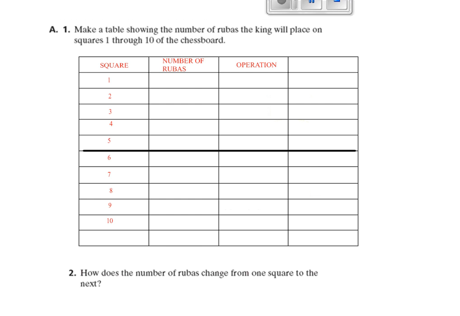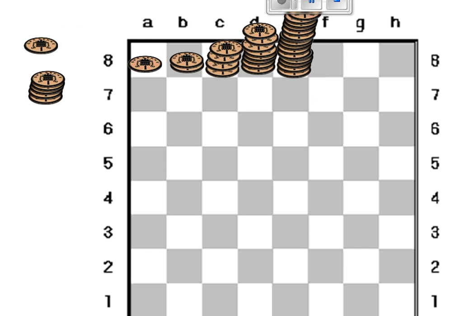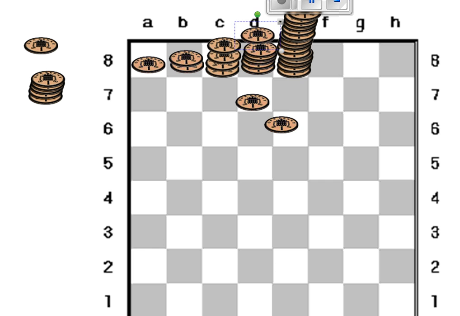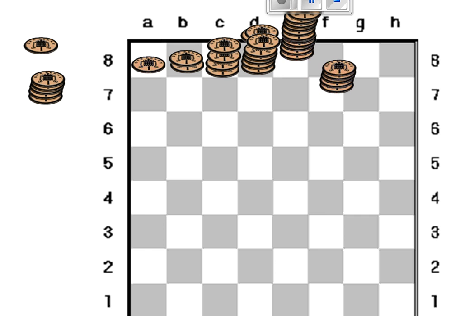Okay, so let's take a picture of this here. We have one ruba here on the first square. We have two rubas on the next square. Here's four rubas, one, two, three, four rubas on the third square. And yes, that's eight strong rubas, one, two, three, four, five, six, seven, eight rubas there. And I even went to the next square here. We have 16 rubas, 5, 10, 15, 16 up there. So we have 16 rubas on the fifth square.